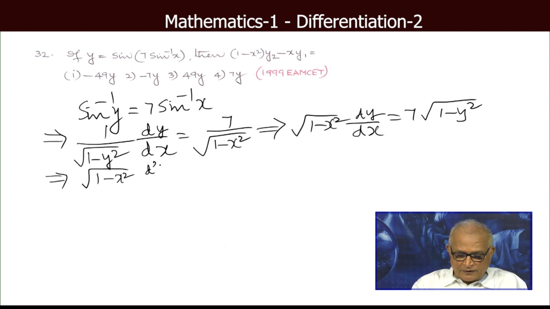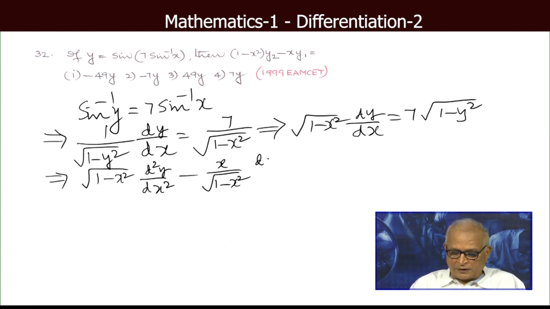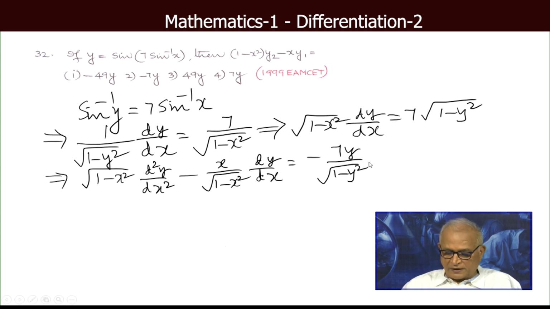1 minus x square into d2y by dx2, minus x by root of 1 minus x square into dy dx, equals minus 7 times y by root of 1 minus y square, that is the derivative of root of 1 minus y square, into y1, dy dx. Now multiply throughout by root of 1 minus x square.